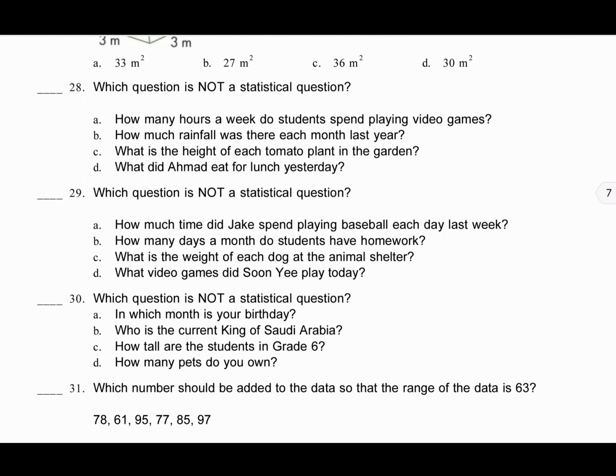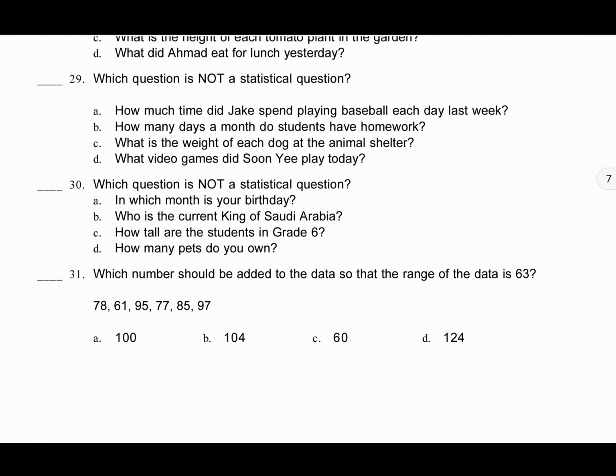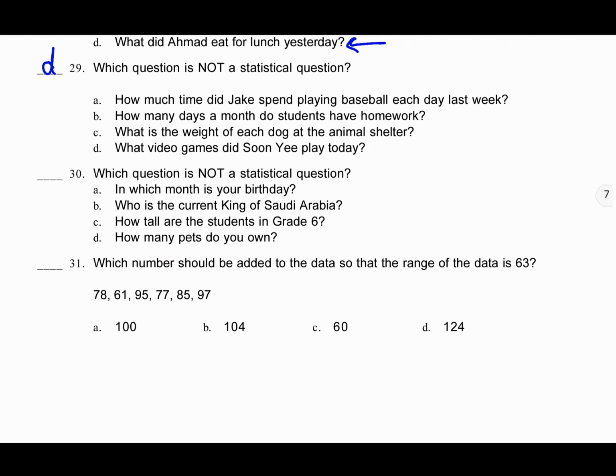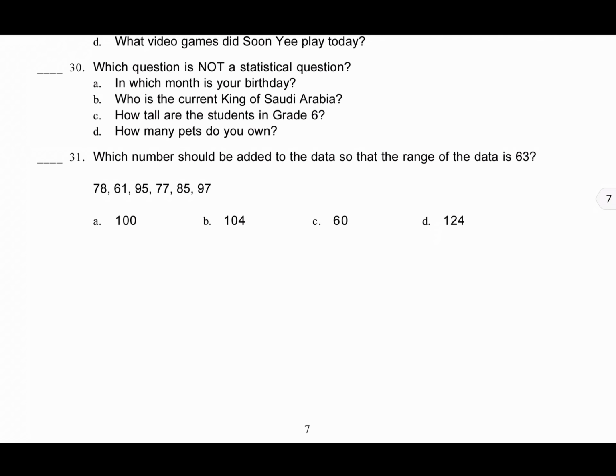Next question. Which question is not a statistical question? The answer is D. Next question. Which question is not a statistical question? After reading the questions, the answer is D. Next question. Which question is not a statistical question? After reading all questions, we will find B is the non-statistical question because it has an exact answer. B.